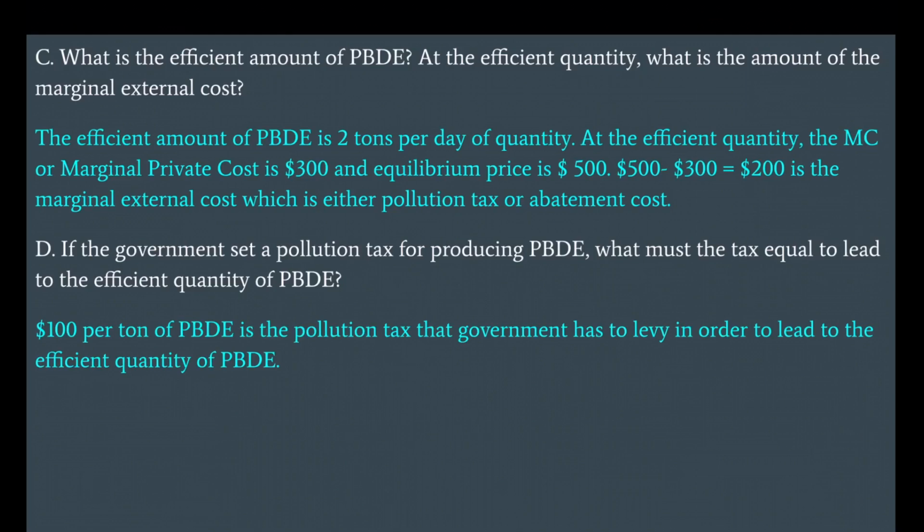If the government set a pollution tax on producing PBDE, what must the tax equal to lead to the efficient quantity of PBDE? $100 per ton of PBDE is the pollution tax that the government has to levy in order to lead to the efficient quantity of PBDE.